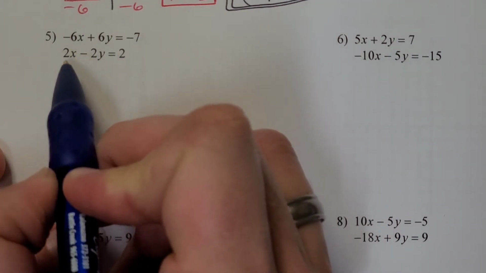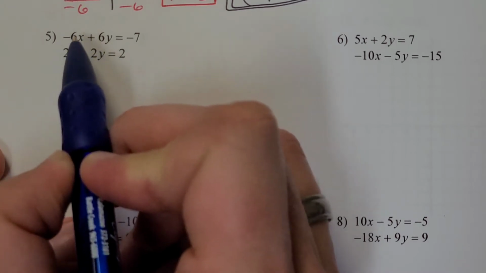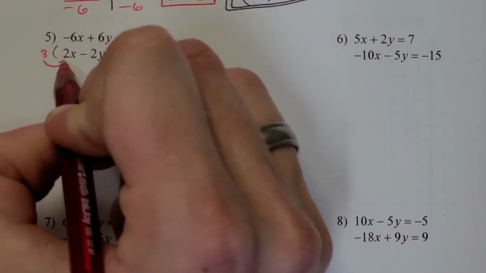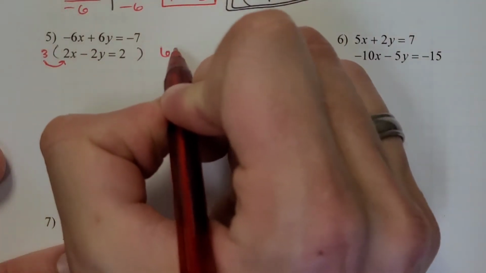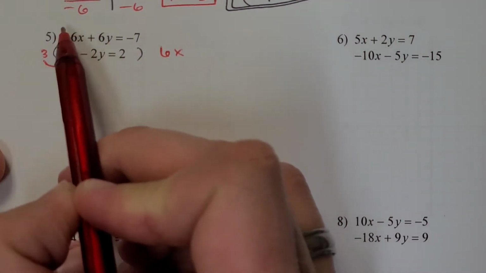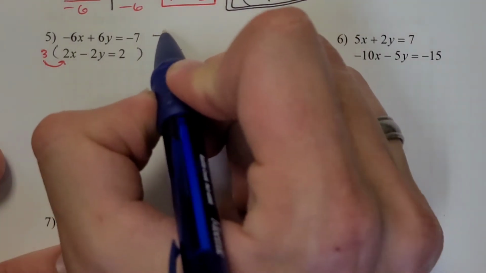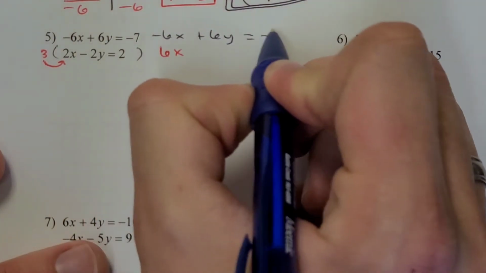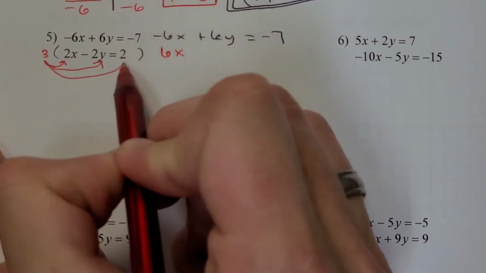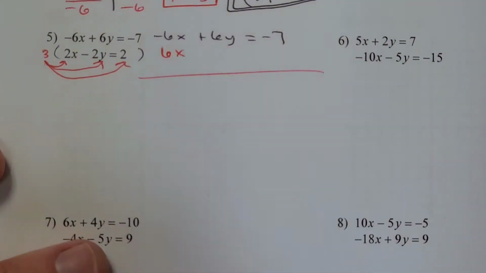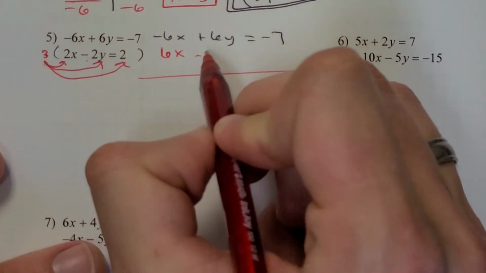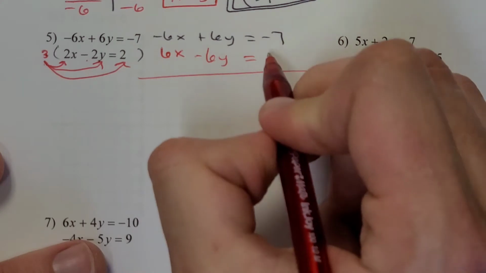What can I multiply this right here by to make it into a negative 6x? What if we multiplied this entire bottom equation by 3? Because 3 times 2x is a positive 6x. I'm trying to make this into a positive 6x because that's the opposite of a negative 6x. So the top equation is not going to change. Negative 6x plus 6y equals negative 7. But the bottom equation, after we multiply everything by 3, I know that these two right here are going to be opposites. But don't forget to multiply everything else. 3 times a negative 2y is negative 6y. 3 times 2 is 6.